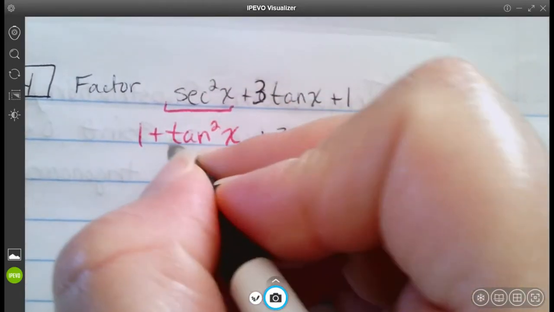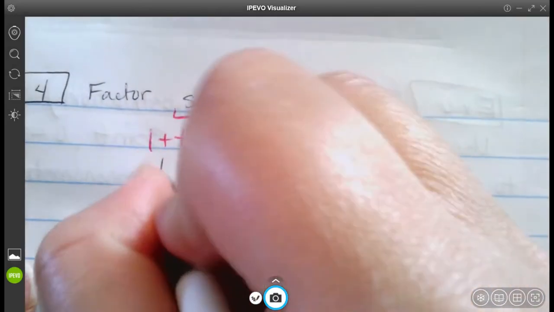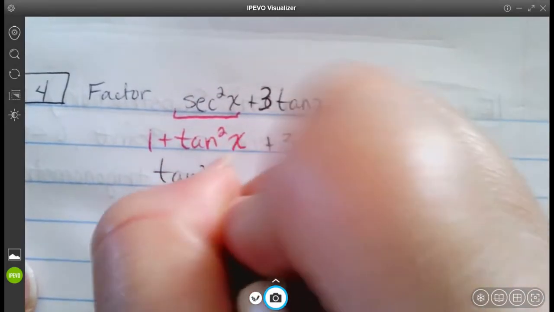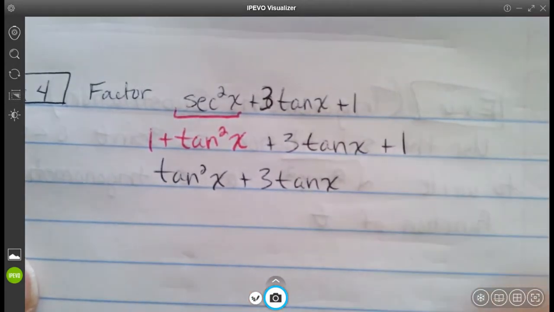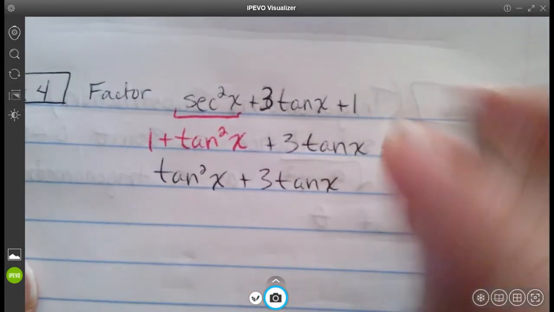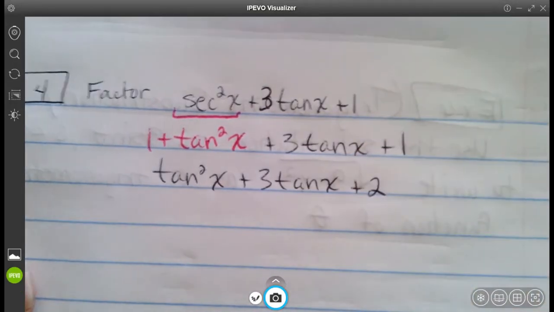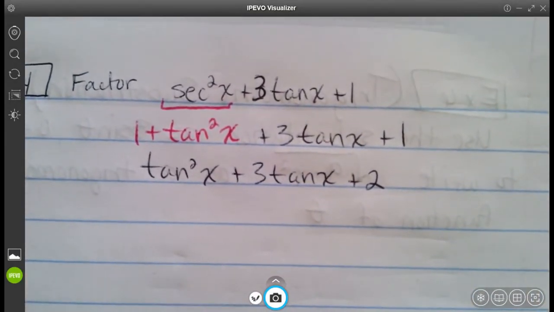So we're going to start with our tangent because that's the square one. So tangent square x. Then we're going to do the middle term, so plus 3 tangent x. And then we have 1 plus 1 is 2. And look, we now have a similar thing to what we did before.